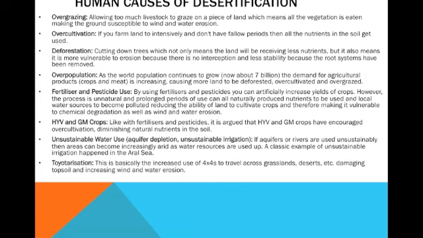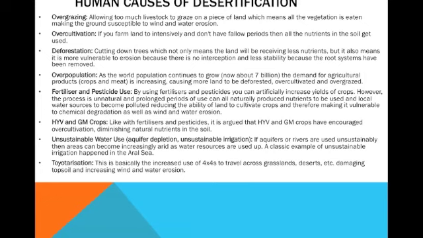Fertilizer and pesticide use. By using fertilizers and pesticides, you can artificially increase yields of crops. However, the process is unnatural, and prolonged periods of use can result in all the naturally produced nutrients being used up, and local water sources may become polluted, which will reduce the ability of the land to cultivate crops, and therefore make it vulnerable to chemical degradation and then eventually wind and water erosion.